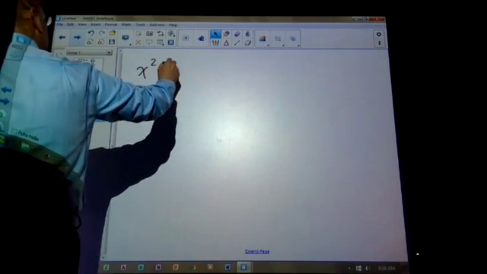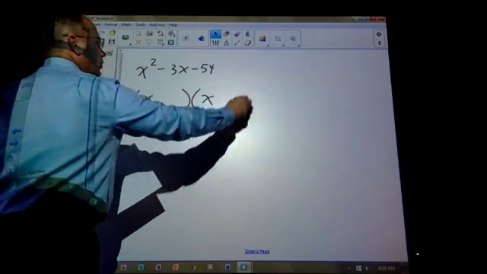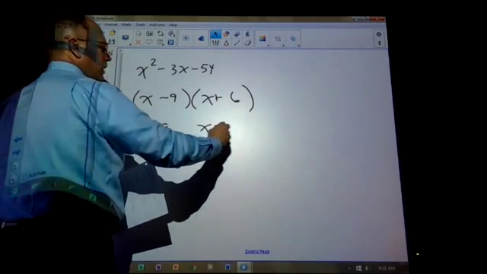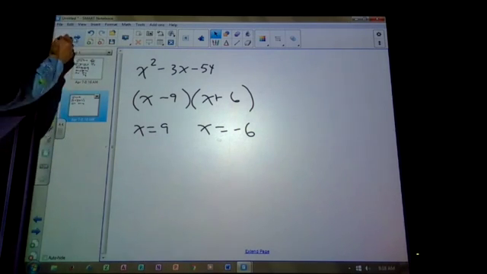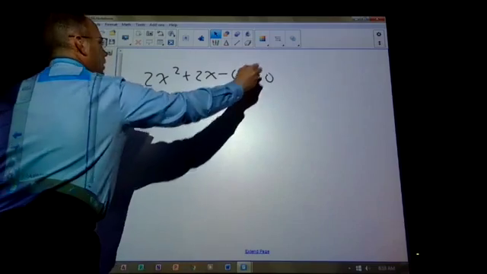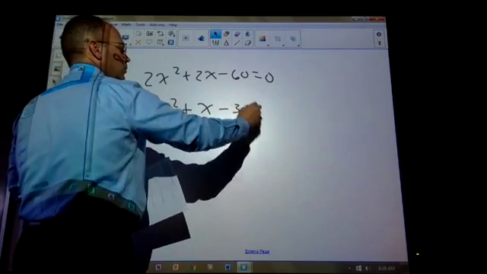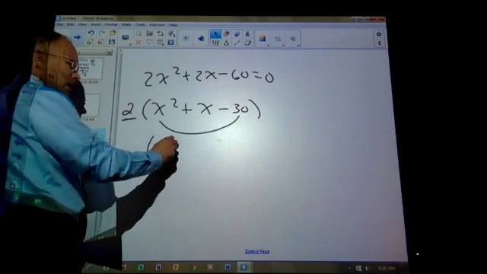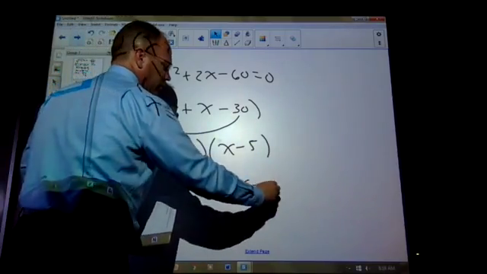Number 6. So that'll factor down to, just doing a quick, minus 9 plus 6. So x equals 9, x equals negative 6. Number 7. Looks like GCF of 2 can factor out. This will factor to x. We just ignore that now when I'm solving it. So that'll be x plus 6, x minus 5. So x equals negative 6, x equals 5.